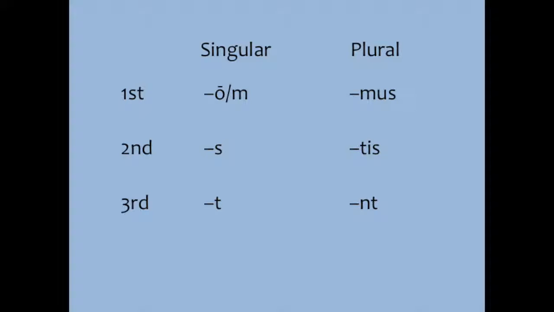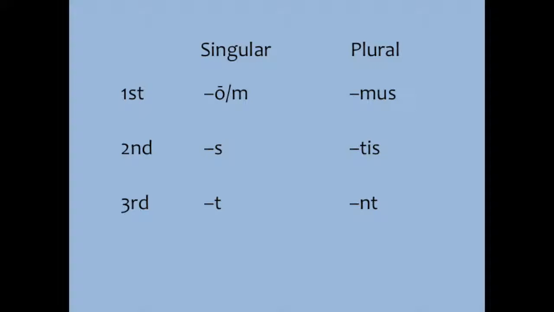Now the endings that correspond to these translations are: first person singular, O and M. Notice the O is long. Second person singular is S. Third person singular is T. First person plural is MUS. Second person plural is TIS. And third person plural is NT.